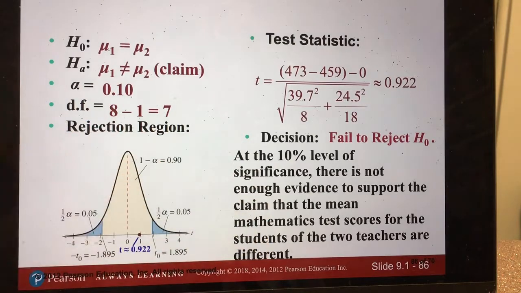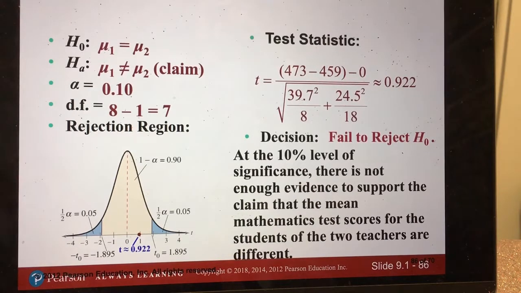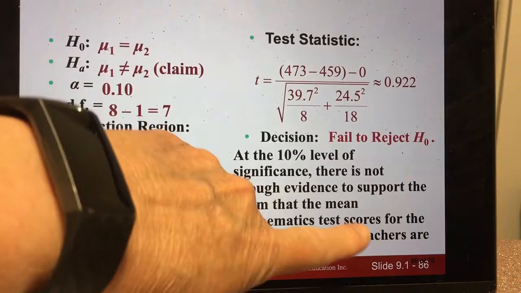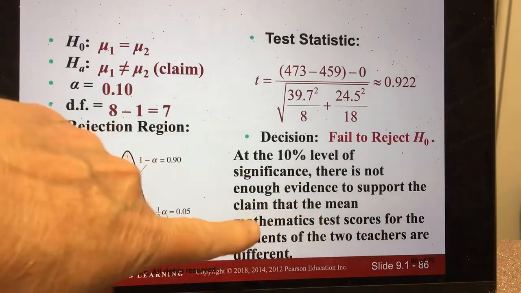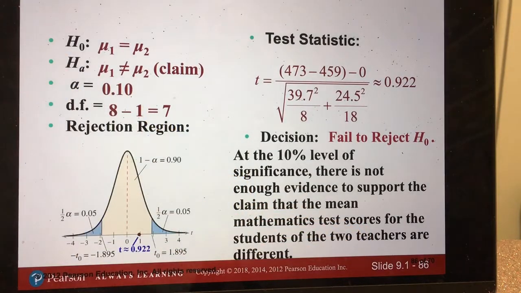Therefore, we will support the claim that the mathematics test scores for the two teachers are different. I said that wrong. There is not enough evidence to support the claim that the mean test scores are different, because we could not reject the fact that they were the same.